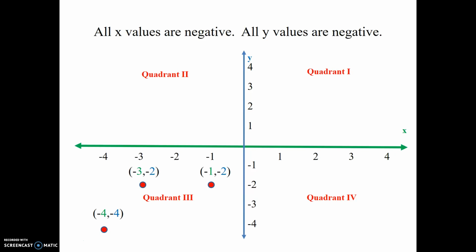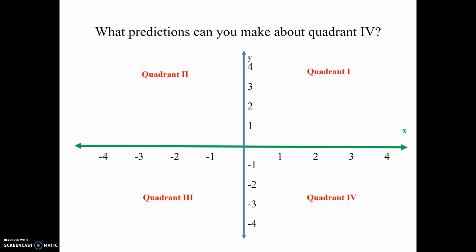And you might have guessed it, quadrant 4 comes next. Look at the coordinate plane and take a second and just think about, what do you think is going to be true for all of the ordered pairs that are going to be in quadrant 4? You have an idea? All right, let's take a look.